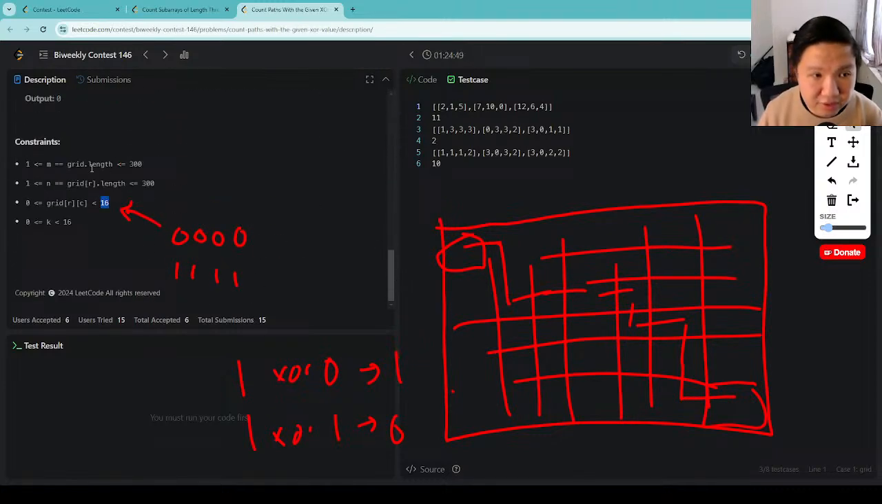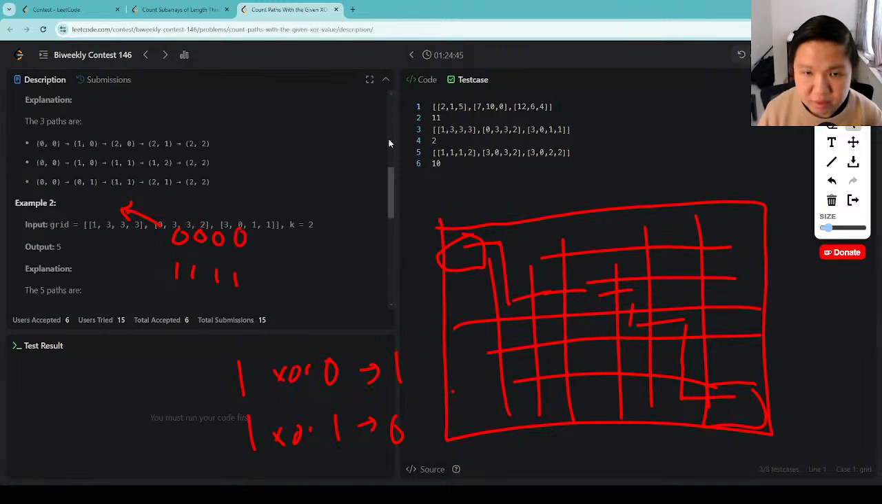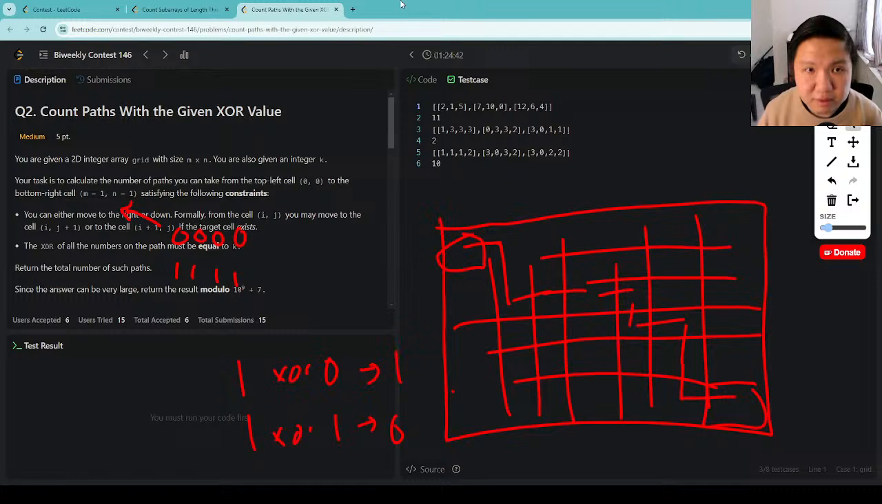And then the size of the grid is 300. Okay. Yeah. So what you can do is count the number of ways you can get to a particular square and produce a certain XOR result. And since there are only 16 possible XOR results, this should not be hard to keep track of. And you do that for all the squares. I think it should be pretty straightforward. Let me try it. Famous last words as usual.